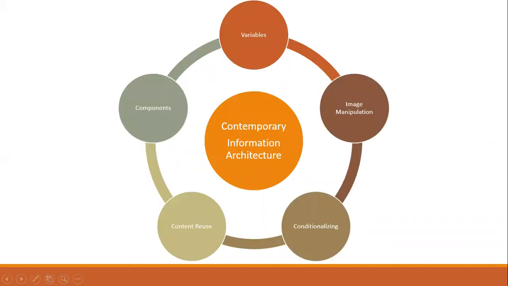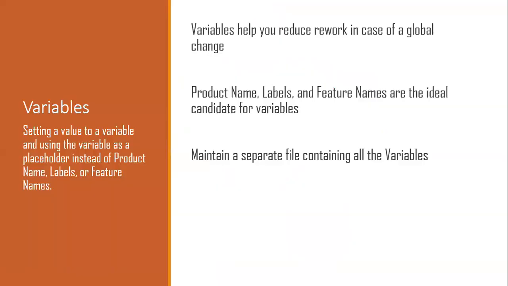Okay, so over here we'll deal with variables, image manipulation, conditionalizing, content reuse, and components. We'll look at each one of the components and we'll look at the examples for them as well. Okay, variables. Setting a value to a variable and using the variable as a placeholder instead of product name, labels, and feature names. So why is it that we use variables?